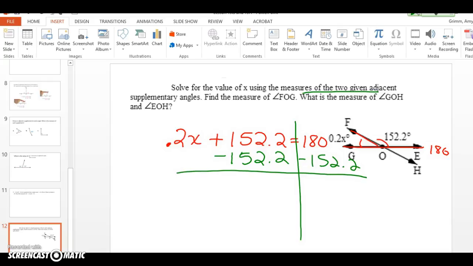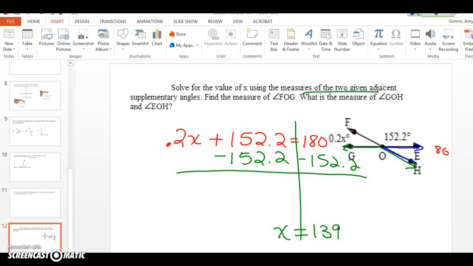Okay, so let's continue to solve this. You finish solving it and tell me what you get. 139. It says, what is the measure of GOH? So it's saying, what is GOH? And it's saying, what is EOH? So those are the two things I need to figure out.